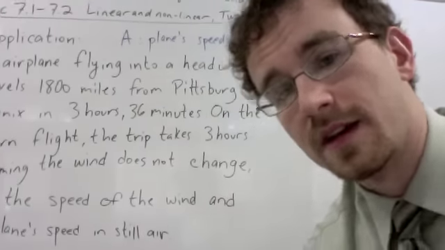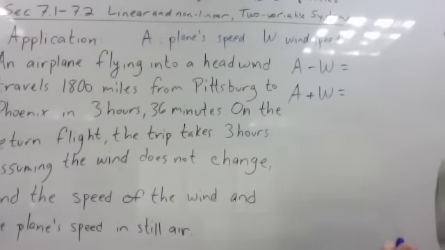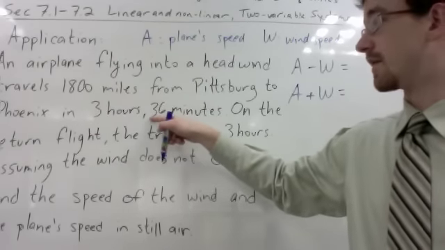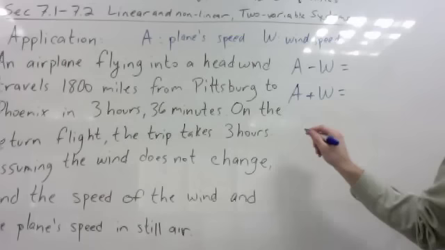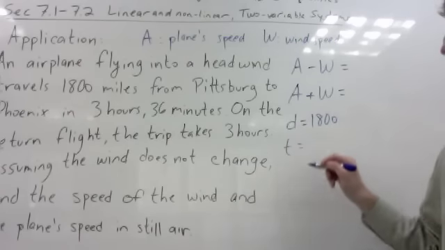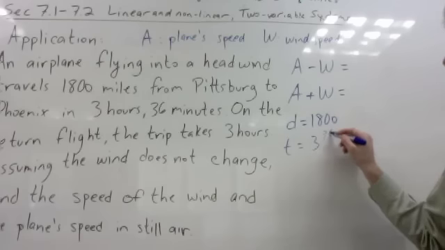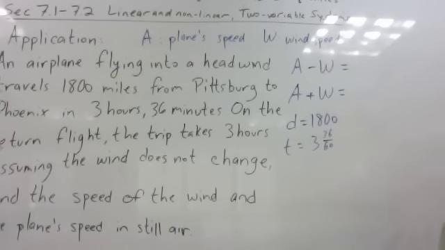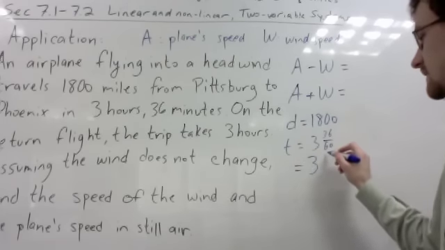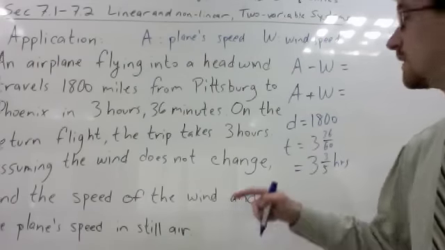Now there's a little bit of work that's going to go into this because we don't know what these speeds are right off the bat. But we're given enough information to figure it out. On the way there, we went 1,800 miles in 3 hours, 36 minutes. So our distance traveled is 1,800 miles. The time it takes is 3 hours and 36 minutes, which is 3 and 36 out of 60 hours, which we can reduce down to 3 and 6 out of 10, which is 3 3/5 hours.